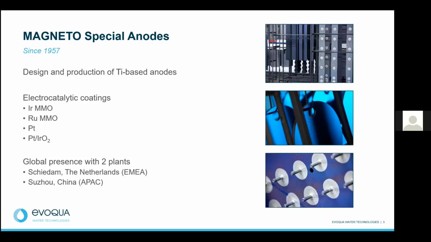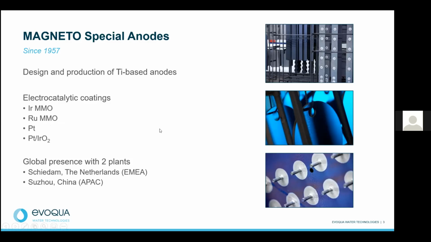And the anodes that we make come in many shapes and sizes. This is, of course, very heavily dependent on the customer's specific wishes and their needs. Our coatings are usually based on precious metals, such as iridium, ruthenium, and platinum, or mixtures of these.